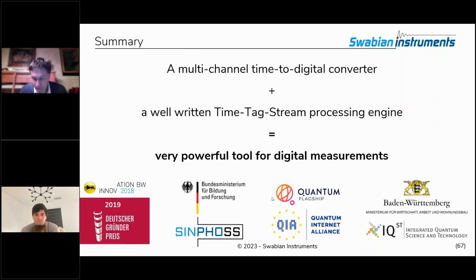That's on the TDC ASIC design. All right, so this is now the last slide. I hope I've convinced you that a multi-channel time-to-digital converter combined with a hopefully well-written time-tag stream processing engine really provides a very powerful tool for digital measurements, and I hope that it may be useful particularly for the community where you are all working in, which is time and frequency measurements and synchronization across computer devices and architectures. With that, I would like to thank you very much for your attention, and I'm happy to answer any questions. If you have any questions after the talk, feel free to shoot me an email or just call me on my office phone at any time. Really happy to talk about all technical details. Thank you very much.